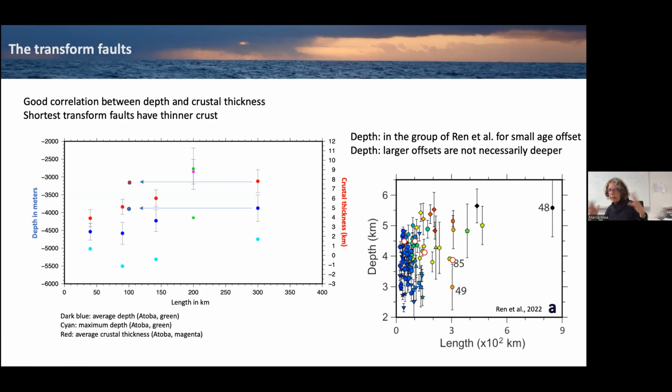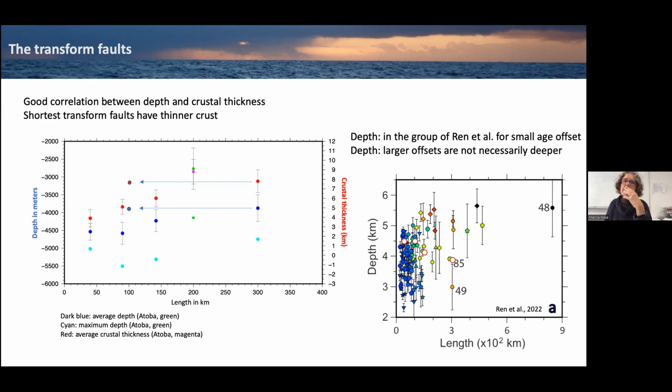If we compare now the different transform faults of the system, you can see that we have a relatively good correlation between depth, which is shown here in blue, this is the average depth, this is the maximum depth, and the crustal thickness, which is shown by the red dots. It means that the shortest, the deepest transform also has the thinnest crust.